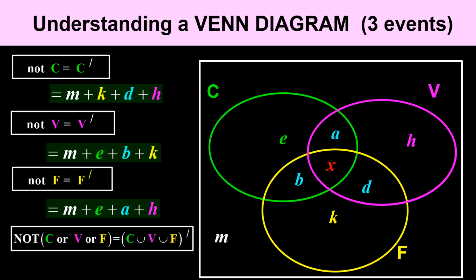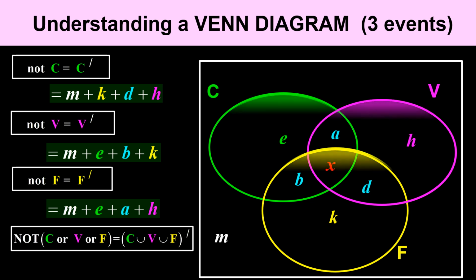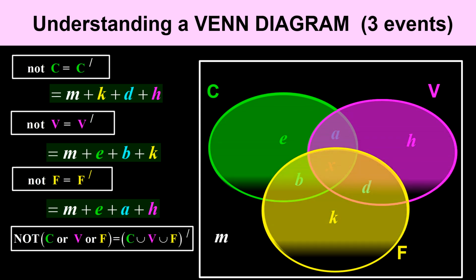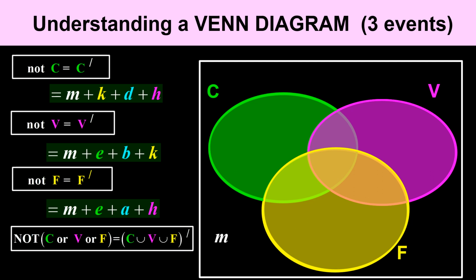And now if we say not C or V or F, so I want not the C, and not the V or the F, so I don't want those elements. And what is the only thing that's left? That's correct, it's only M that is left there. So not C or V or F is equal to M.